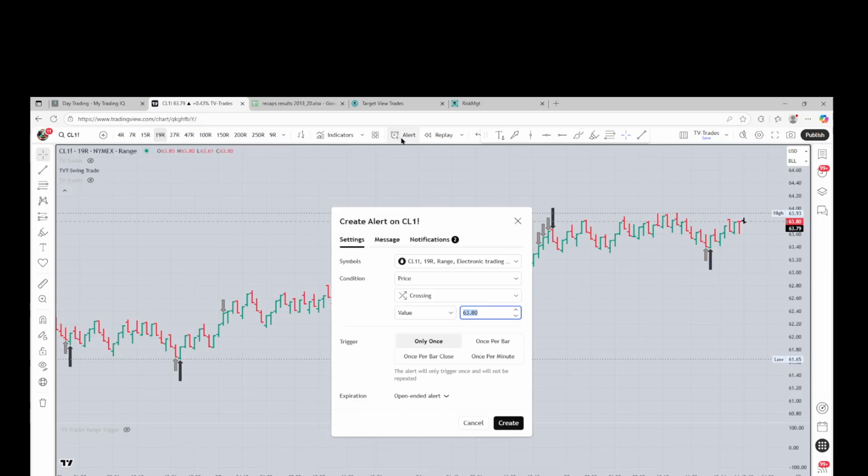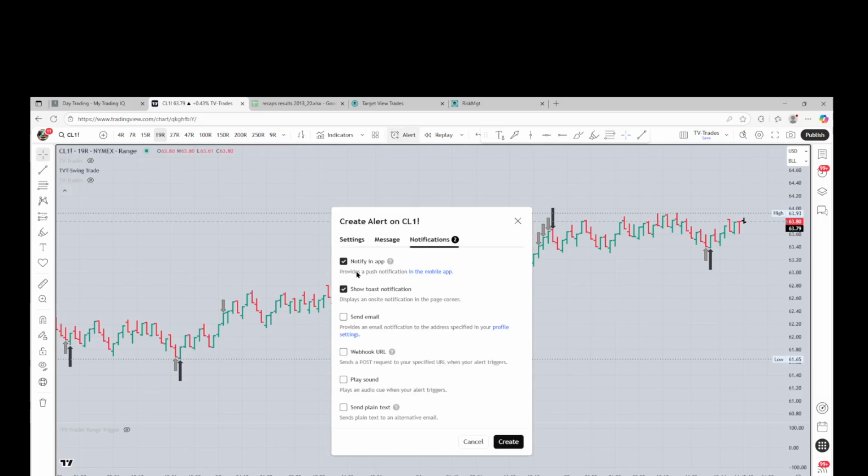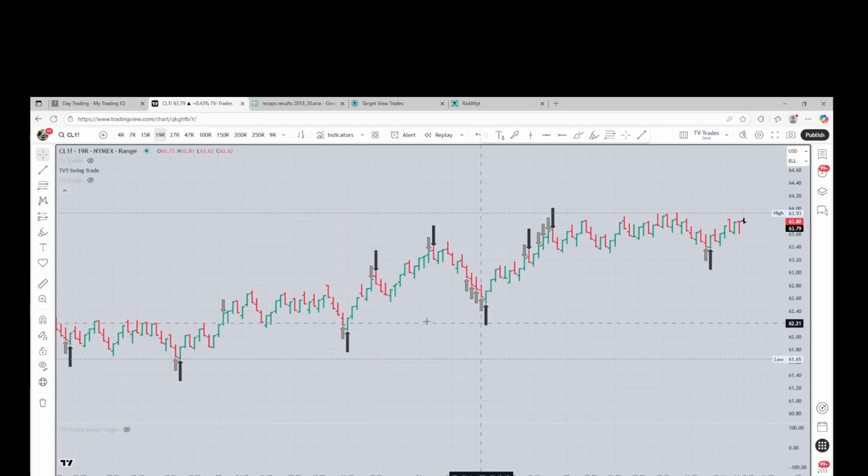And what I didn't show you in here is the different ways that alerts can be sent to you. If you have the app on your phone, you can do notify an app. You can show a toast notification. That's what pops up here on your screen. You can have it send you an email if you want, to let you know specifically when you get an email from TradingView. You can make your own webhook if you want. You can have it play a sound if you want. Now the webhook stuff, that's what I use to get to Telegram. I created a webhook that sends it to Telegram.